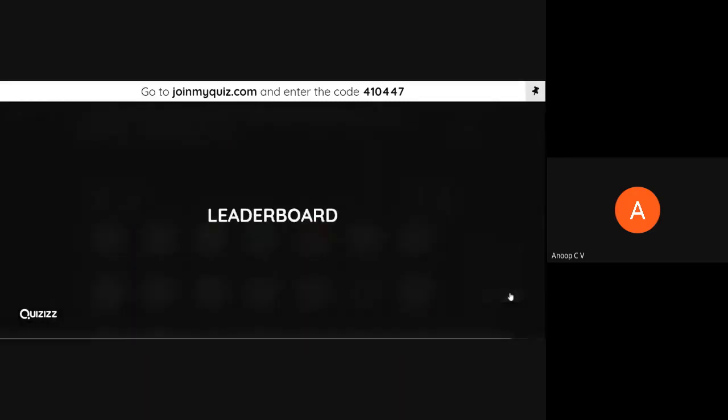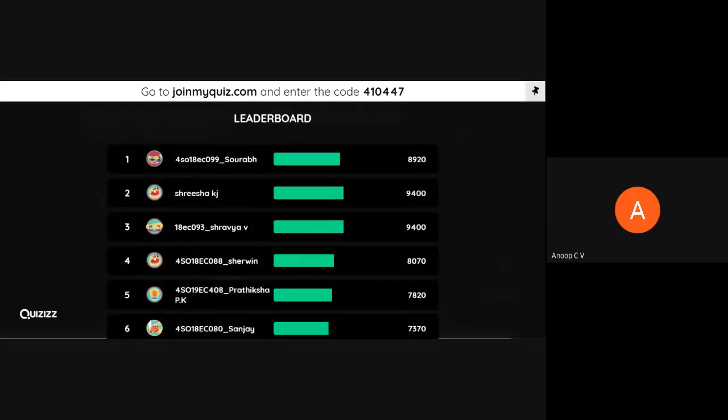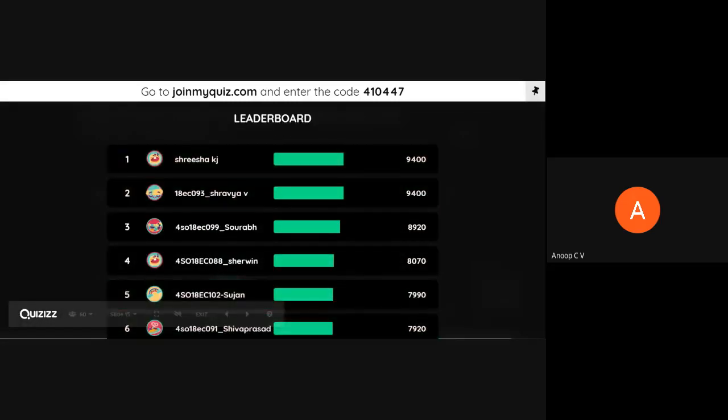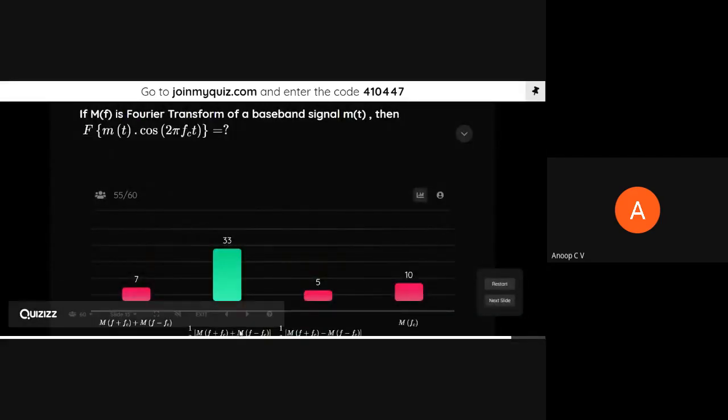Maybe we can call it the modulation property. That's what happens: m of t is multiplied with a carrier. Again here, 33 have given the correct answer. The correct answer is half of m of f plus fc plus m of f minus fc. So m of f will be attenuated in magnitude by half, and it will be shifted right by fc and also shifted left by fc. We'll see these things in detail while we are seeing the spectra.